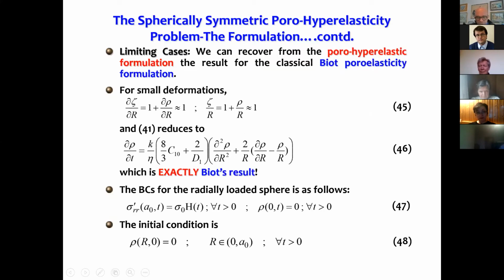So we can go through the same motions as we did for the one-dimensional column experiment, and that gives us this result. You can test whether the theory works by looking at the reduction to small deformations, and that gives us exactly Biot's result. The boundary conditions for the sphere are that the effective radial stress is applied as a Heaviside step function. And the initial condition is really that everything is non-deforming and pressures are zero as well.